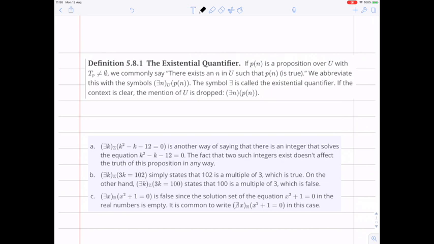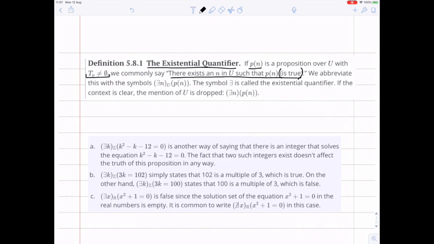The first one that we're going to have a look at is called the Existential Quantifier. If P(n) is a proposition over some universe, and its truth set is not empty, so there's definitely at least one element of the universe for which our proposition is true, then we say mathematically there exists an n in U such that P(n) is true. You don't always have to put the "is true" in.